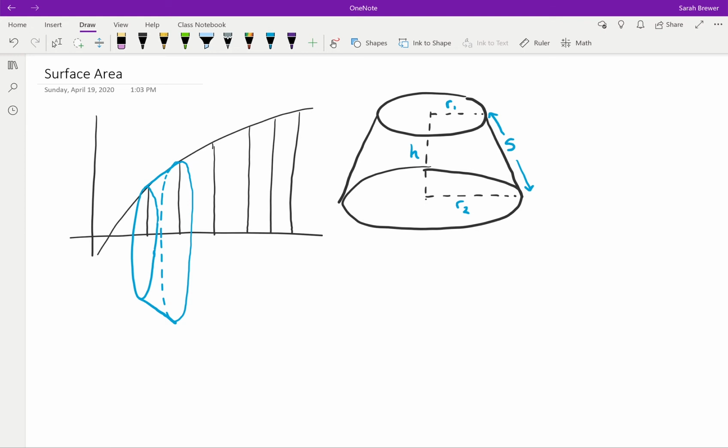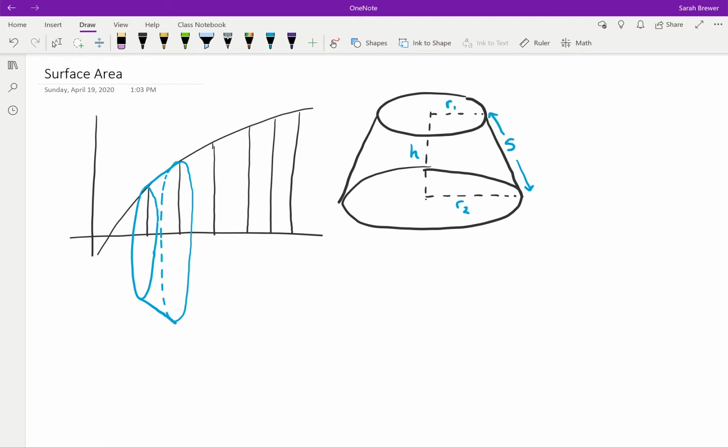All right, here we are going to look at how to compute the lateral surface area of a solid of revolution. So if I take a function and revolve the area under the curve about an axis, how do I find that lateral surface area?